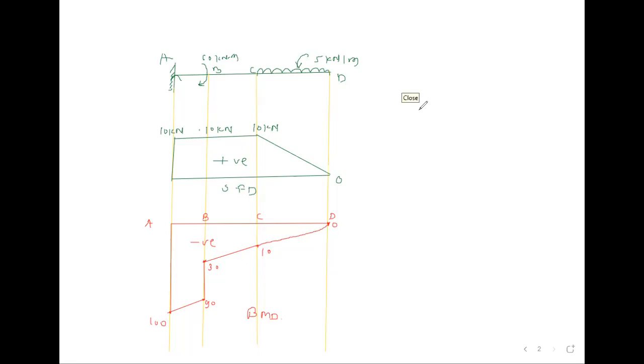Okay, am I audible now properly? Yes, ma'am. Yes, am I audible or not? I will explain bending moment calculations once again, but please give me reply. Am I audible clearly or not? Audible.